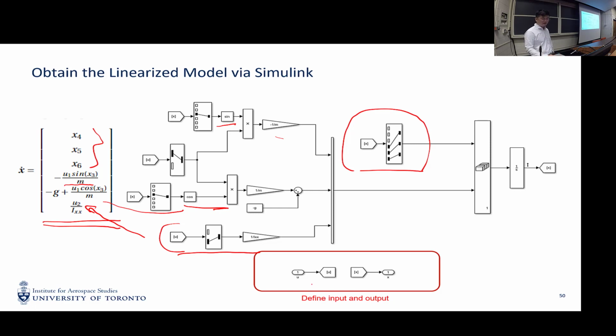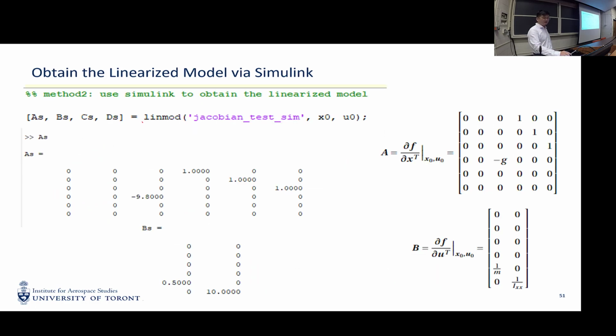So the key here is that you define an input and output, so that it can be used by this function called linmod. Basically, here what you do is add the name of your Simulink model, and input the x naught and u naught, and then it will automatically calculate the Jacobian for you. So that's how you get the linearized equation of motion if you have a nonlinear model.